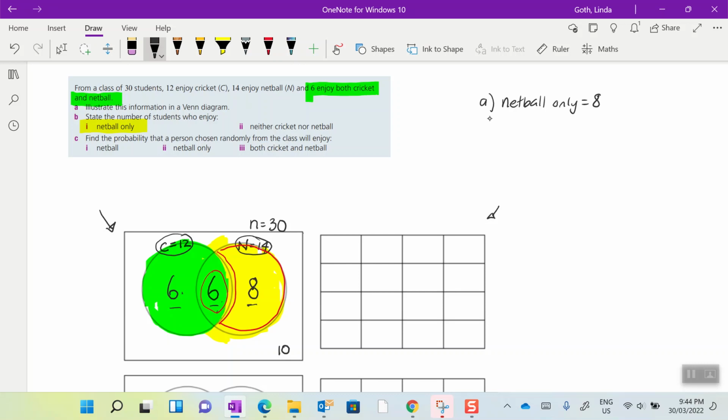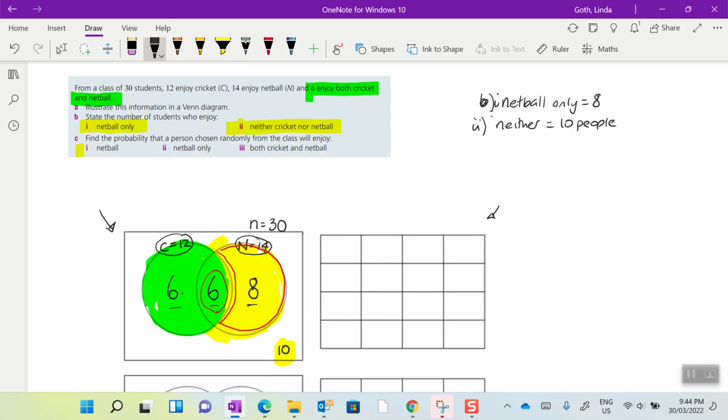I'm going to jump down to B part 1. C part 1 asks for find the probability that a person chosen randomly from the class... Actually, no, I'm not going to jump to that question. I'm going to be good and do B, part 2. The number of students who enjoy neither cricket nor netball, well, we've already talked about them. That's these 10 people here. So neither is 10 people.